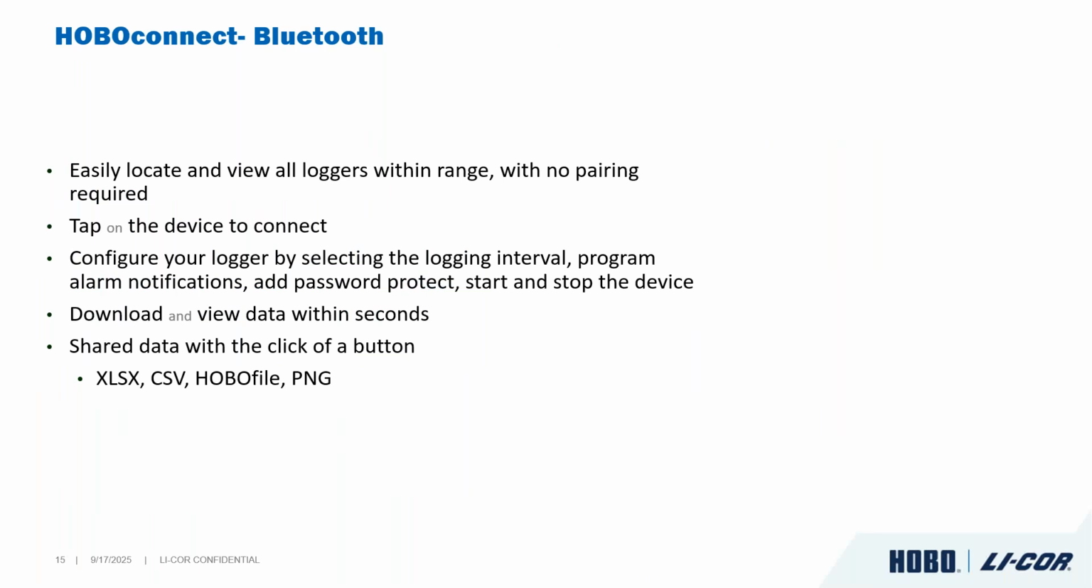Also within the app, when you're ready to collect your data, just get within a 100-foot range approximately, and the app will sync to the logger. From there, you'll just push a button that says download data and export data. The data goes right onto the app, and then you can export it now or at a later date to your email address as the file of your choosing, Excel, CSV, a HOBO file, or a PNG.